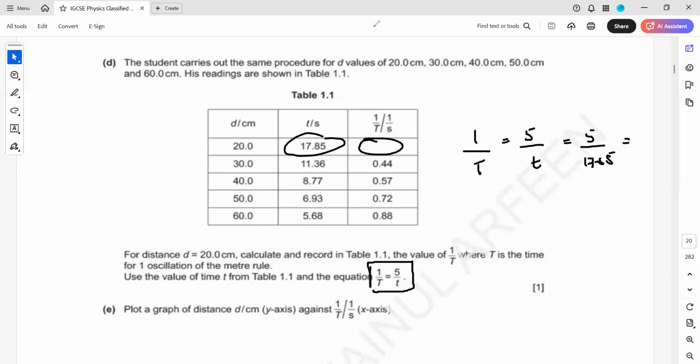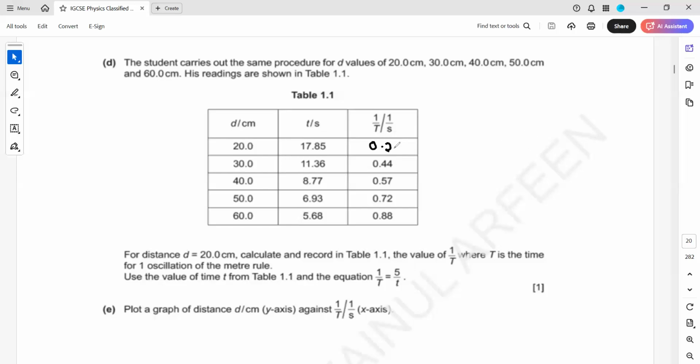So we write 0.28. That is what we did. We have the value for 1 over t. Now plot a graph for d on the y-axis and 1 over t on the x-axis. They will mention what is on the x-axis and what is on the y-axis. Now, what are the values? I will write the values first.